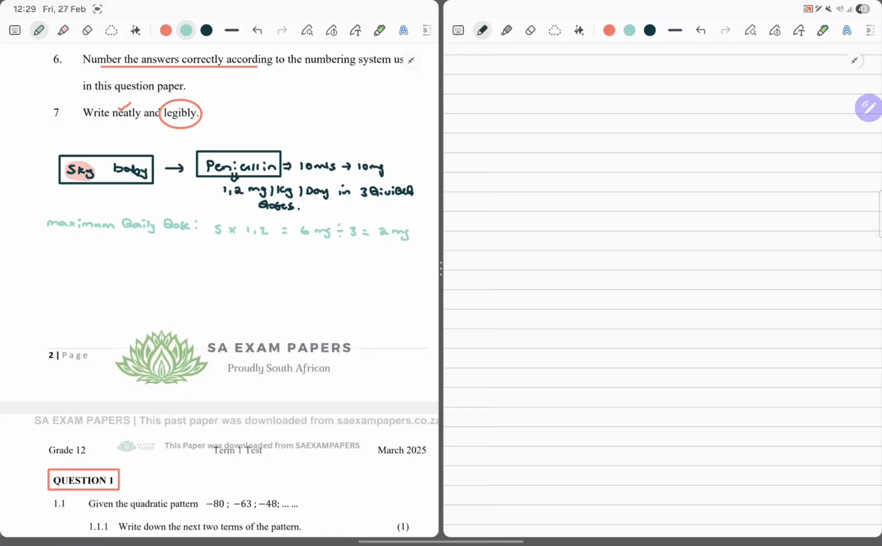Now, sometimes we call it 8 hourly, because if you say 24 hours divided by 3, in terms of hours, if you want to know the dosing intervals, this is going to be 8 hourly. Sometimes you see this TDS on the scripts, okay? So it means 3 times a day, or 8 hourly. So this means every 8 hours, we are going to give 2 milligrams. This is the maximum daily dose.